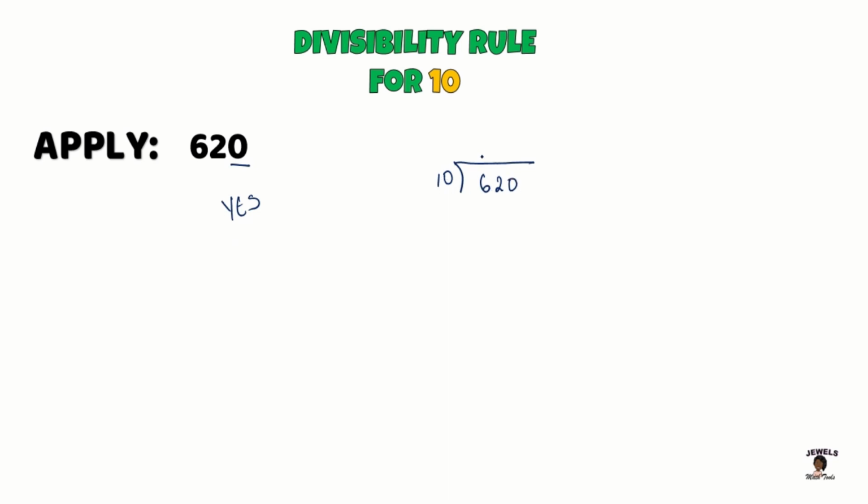So 10 cannot divide into 6 because it's less than 10. So 10 will divide into 62, which goes 6 times. 6 times 10 is 60. 62 minus 60 leaves us with 2. We're going to bring down our 0, changing 2 into 20. 10 goes into 20 twice. 2 times 10 is 20, and 20 minus 20 is 0. And because our number divided completely without any remainder, that means that our rule is correct for 620, because 10 was able to divide into it without a remainder.